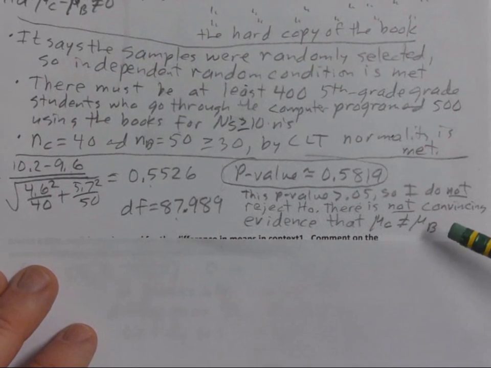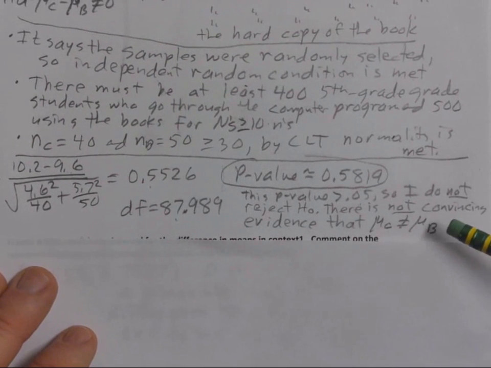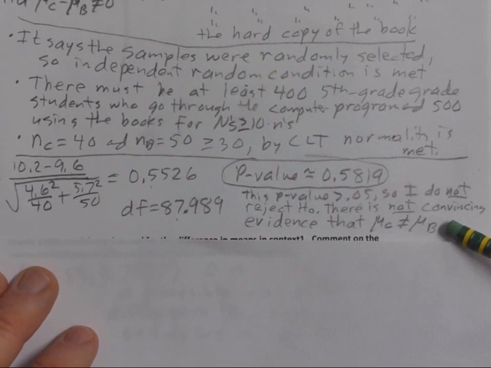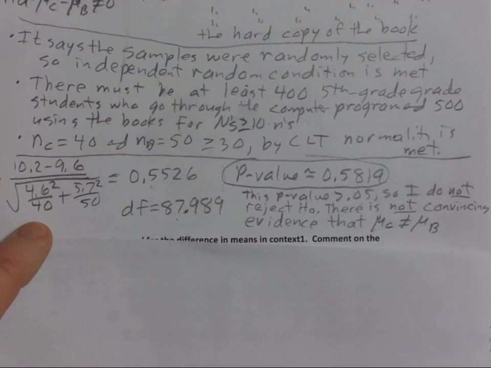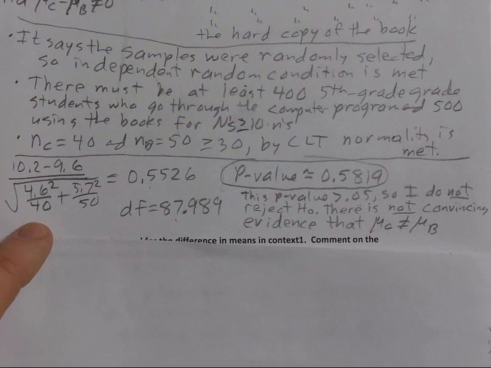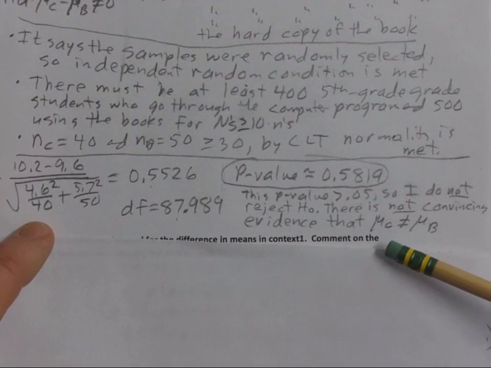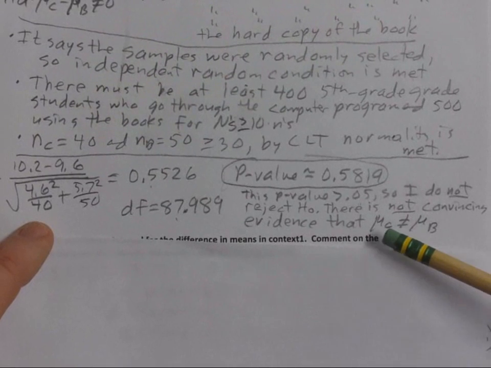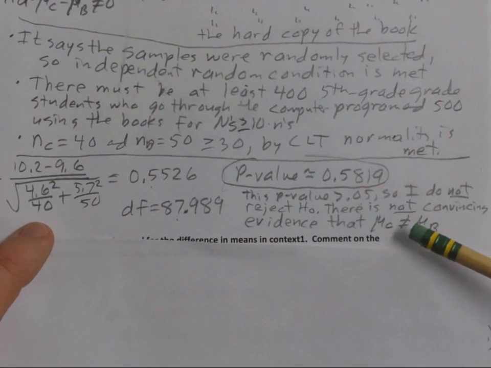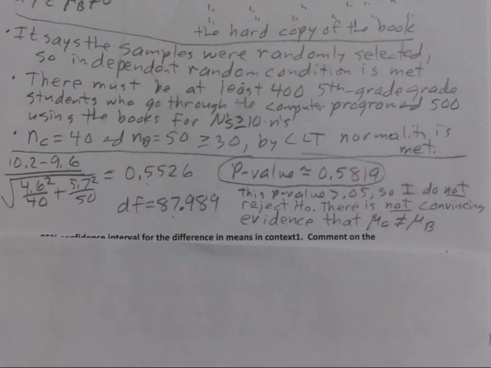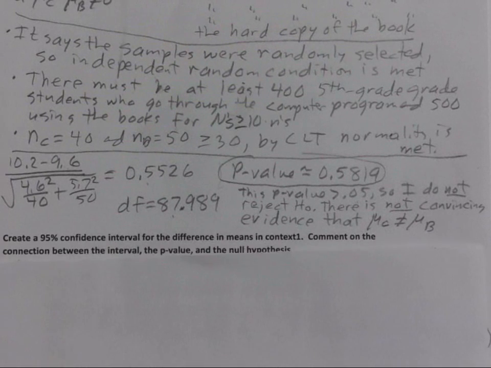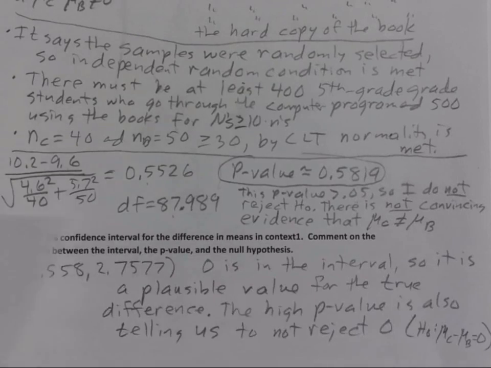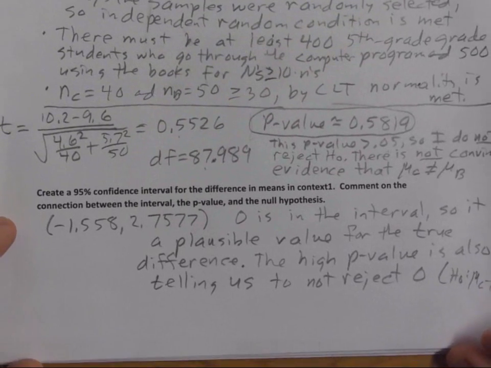Now, I ran out of space here, so I didn't say this in context. You've got to say it in context, and I'm sorry for that. I kind of don't like it that you have to define mu sub c and mu sub b twice, but anyway. This is saying it is plausible that the mean improvement for the computer kids is going to be the same as the mean for the book kids. All right, and then here, and we've done this for a few chapters now.